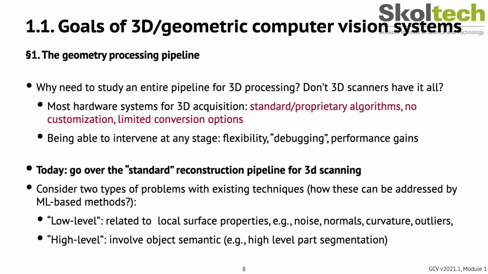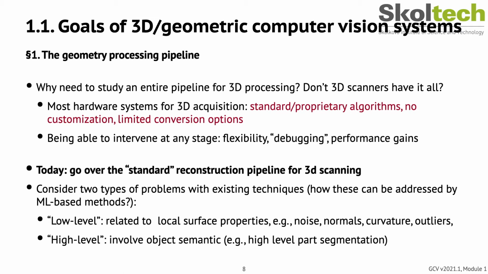A question arises, why do we even need to study an entire pipeline for 3D processing? In fact, most 3D scanners have accompanying software. Don't they already have it all? Well, in fact, most hardware systems for 3D acquisition come with standard or proprietary algorithms that cannot be customized and only provide a limited conversion or export options. Being able to intervene at any stage gives you a lot of flexibility, and being able to actually improve over the intermediate stages in the pipeline. It can also bring you significant performance gains in terms of the quality of the resulting 3D model, for example.